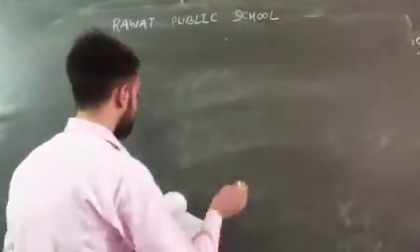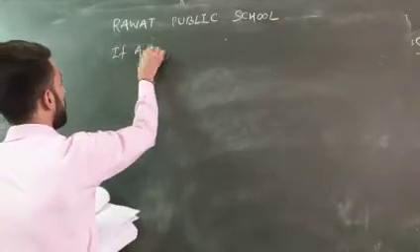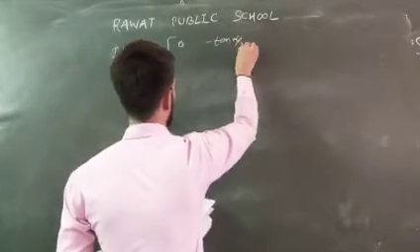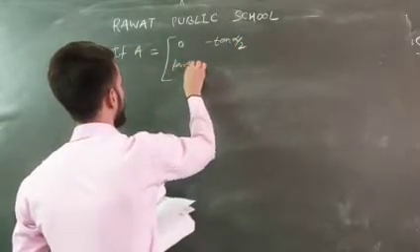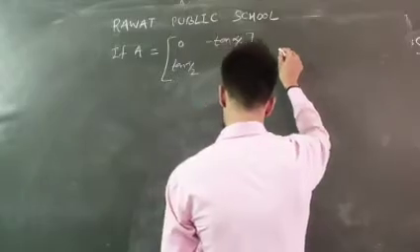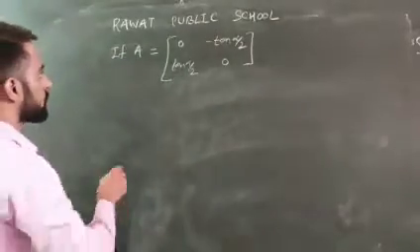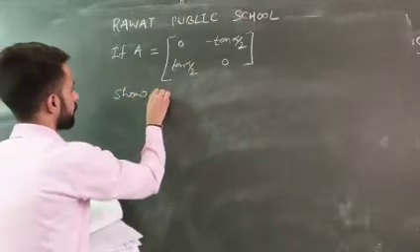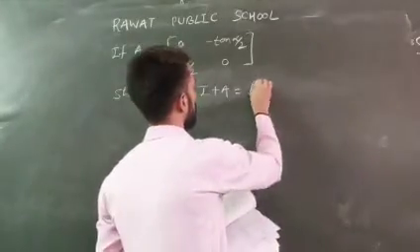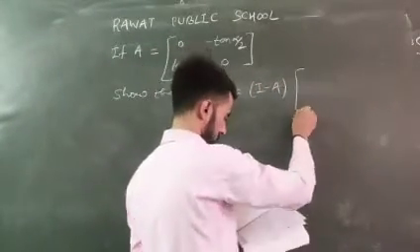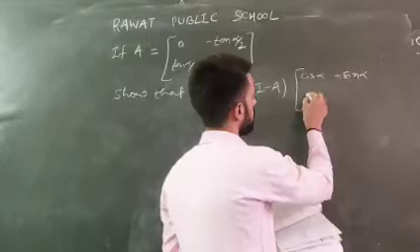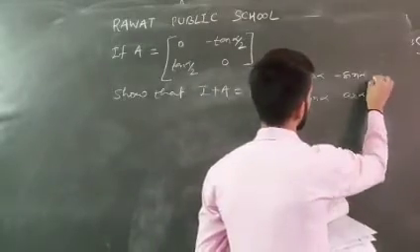So the given question is, if A is the matrix 0, minus tan alpha by 2, tan alpha by 2, 0, show that if the A matrix is given to us, we need to show that I plus A is equal to I minus A times the matrix cos alpha, minus sin alpha, sin alpha, cos alpha.